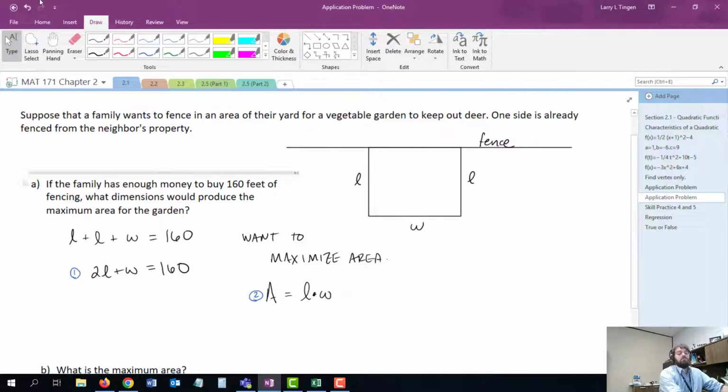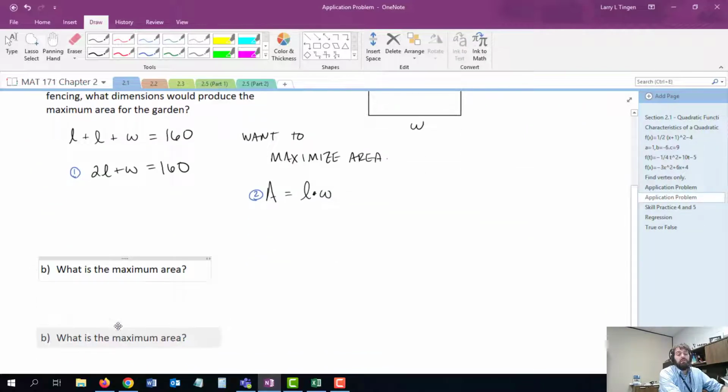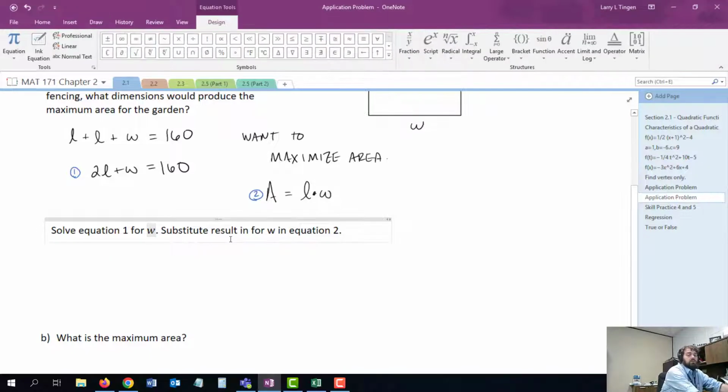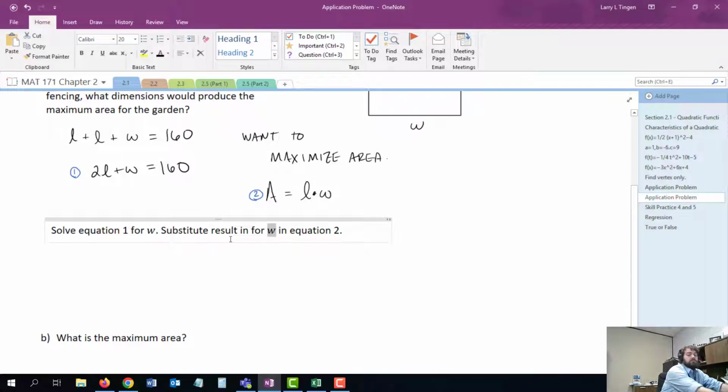Once I do that, I'm going to plug it in to equation 2 and see if I have something that can be maximized. So solve equation 1 for W, because it's super easy to do, then substitute W in equation 2. Let's do exactly what I just said.